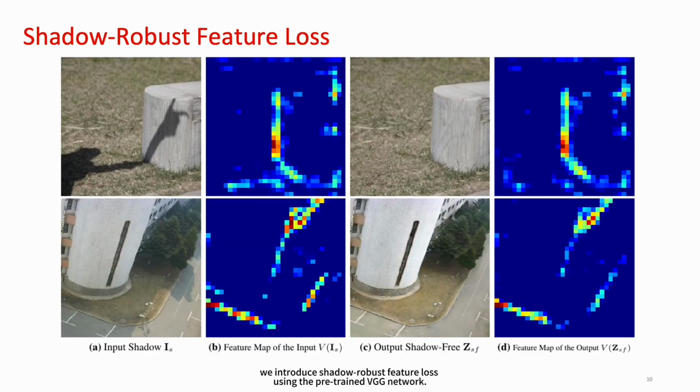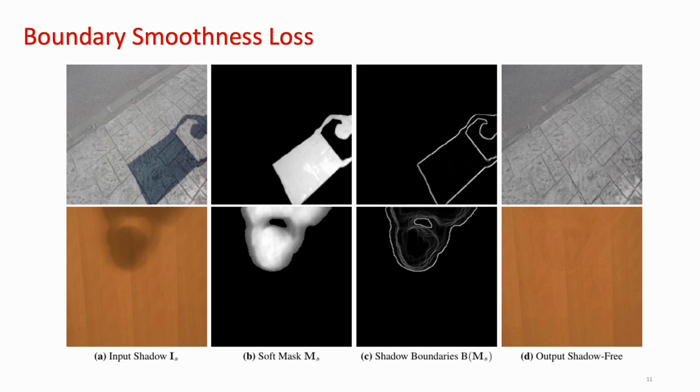Next, we introduce shadow robust feature loss using the pre-trained VGG network. We can observe that features in B for the input shadow images are less affected by shadows, and they are similar to the features in D because of our shadow robust feature loss. Finally, we introduce boundary smoothness loss. From the input shadow image and generated shadow-free image, we can obtain a soft shadow mask. B is a boundary detection operation to compute shadow boundaries. C is the detected shadow boundary, and D is our output shadow-free results.